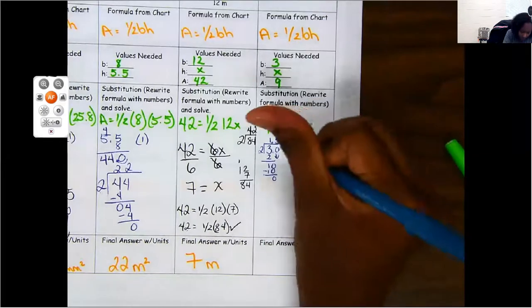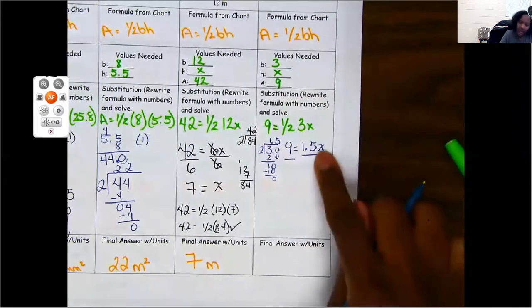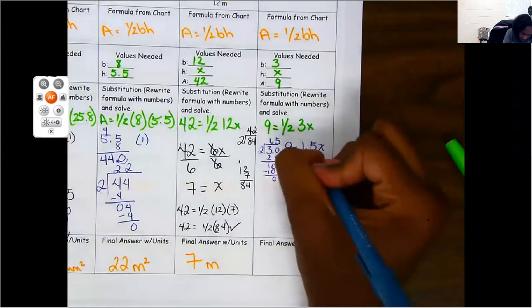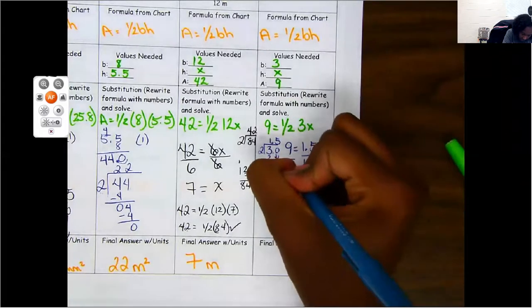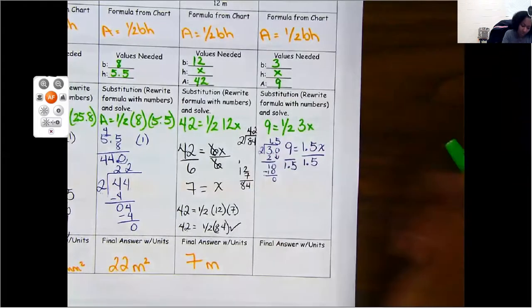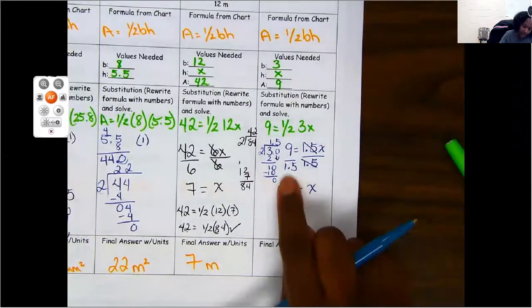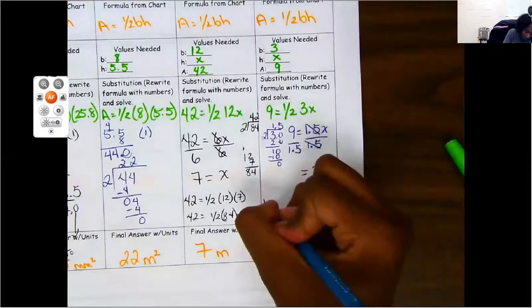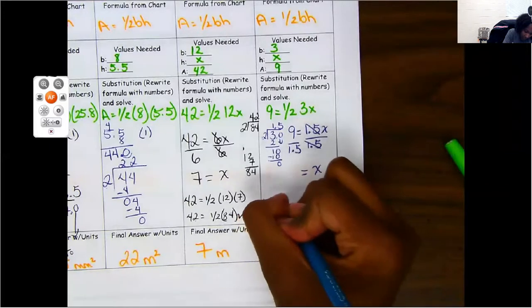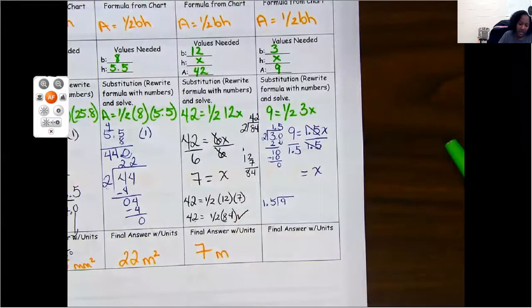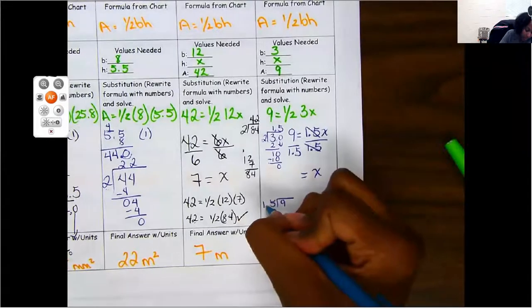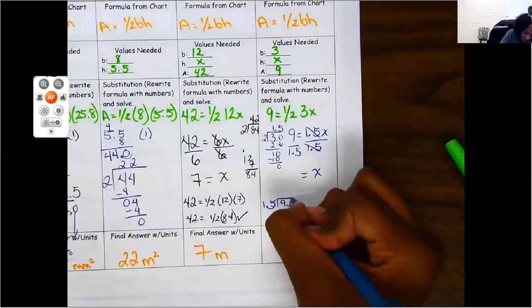Opposite of multiplication would be division. I want x by itself, so I'm dividing both sides by 1.5. This cancels and leaves me with x. I need to divide 9 by 1.5. Now we can't have a decimal. Kick the ball, kick the ball.